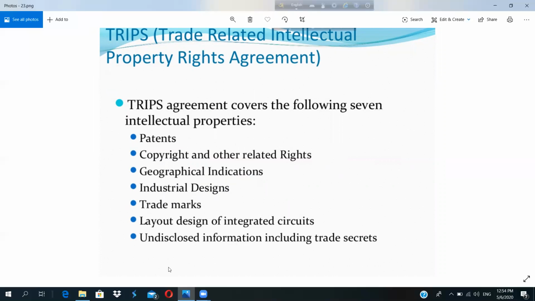The TRIPS agreement covers the following seven intellectual properties: patents, copyrights and other related rights, geographical indications, industrial designs, trademarks, layout designs of integrated circuits, undisclosed information including trade secrets.